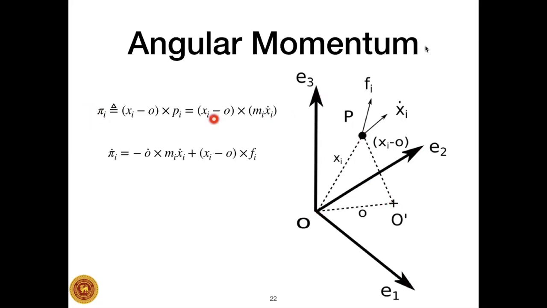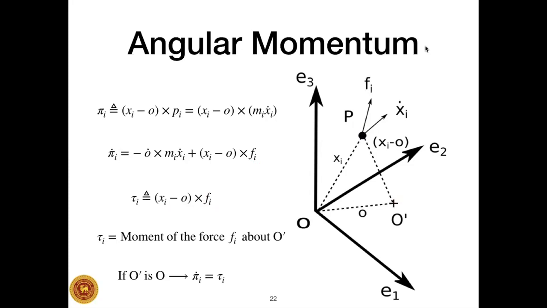Now if you differentiate that, you will get this expression over here, and this term comes from differentiating this term over here, and from this term you have mi xi double dot. So mi xi double dot is equal to the forces acting on the particle i due to the interactions that it has with all the other particles in the universe. And now this term we will call the moment of that force Fi about the point O prime in the frame E. So, the moment of the force Fi about O prime.